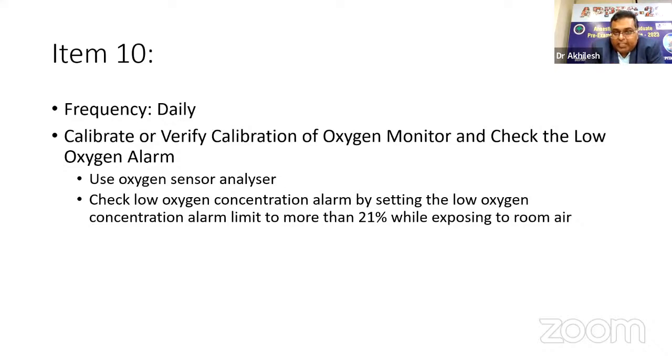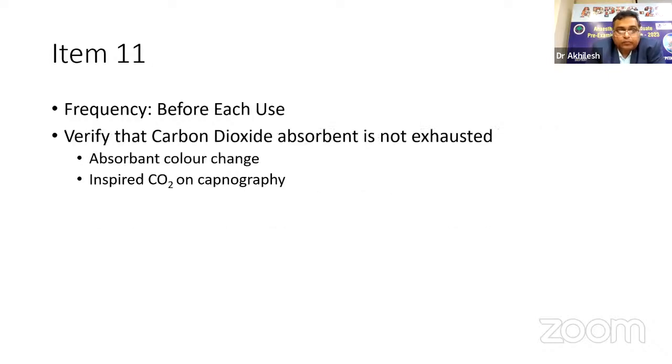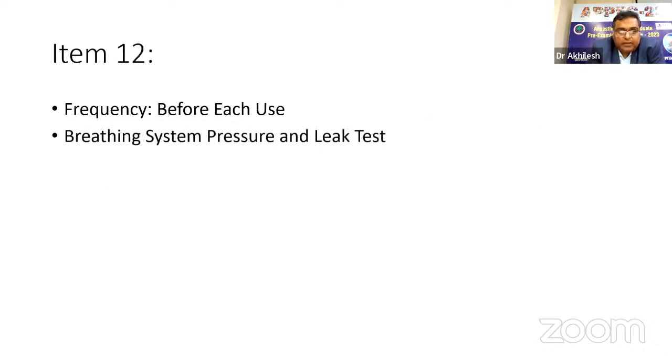You check the low oxygen concentration alarm by setting it. You keep the alarm from 21 to around 25% and check it on room air. So when you expose it to room air and it alarms at 25%, this means that the sensor is working. Then verify the carbon dioxide absorbent is not exhausted, and the breathing system is pressurized and leak free.